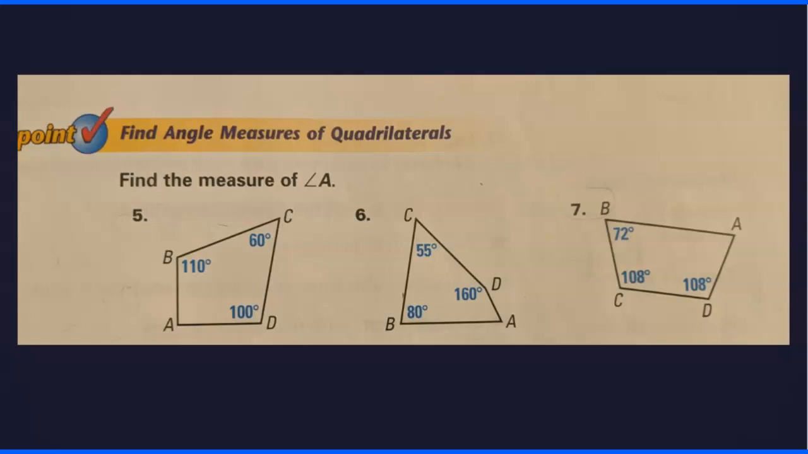So on number 5, I got 90. Number 6, I got 65. And number 7, I got 72. So check those. And if I got one wrong, then feel free to come into class and let me know that. You know that I like to be proven wrong. So feel free to do that.